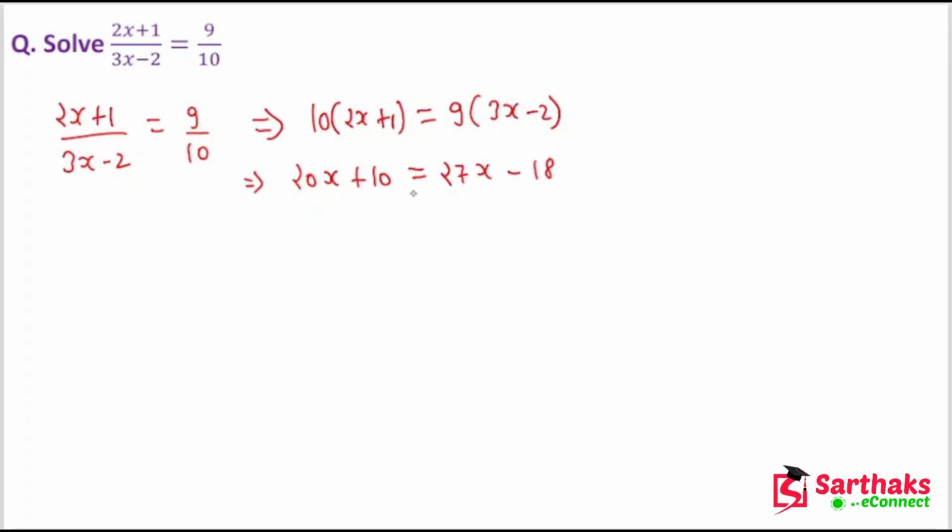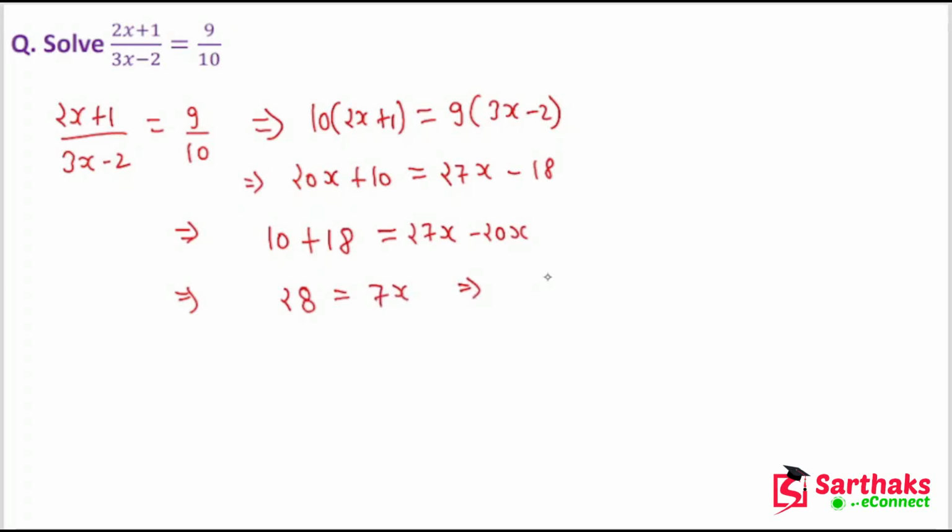Again, we know the method of transposing 20x to RHS and -18 to LHS. So we are transposing 20x to RHS, so we will be left with +10, and we have brought -18 from RHS to LHS, so it would be +18, right? Sign changes. Here we have 27x, and since we transposed 20x to RHS, it would become -20x, right? So we have 28 is equal to 7x.